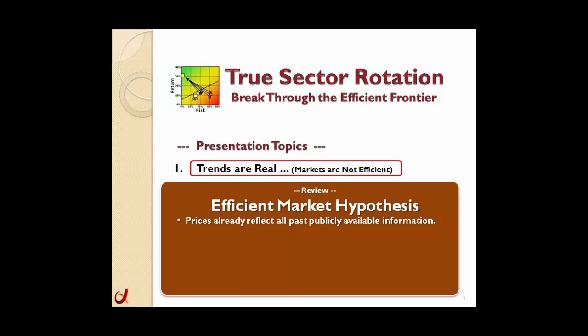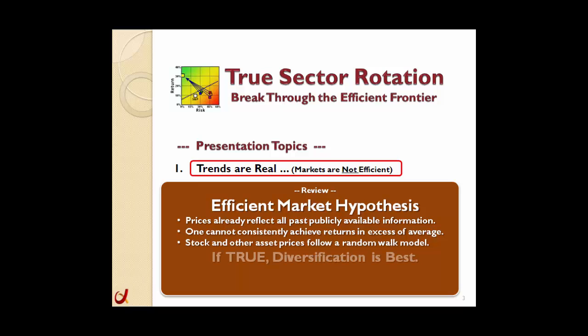Let's review the efficient market hypothesis. Paraphrasing, it says prices already reflect all past publicly available information. One cannot consistently achieve returns in excess of average, and stock and other asset prices follow a random walk model. If true, diversification is best.